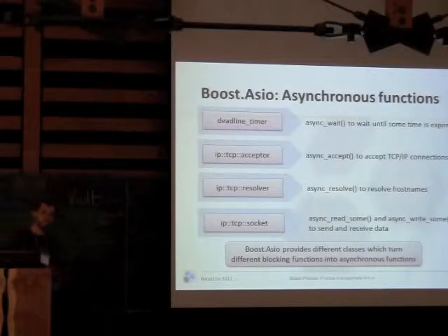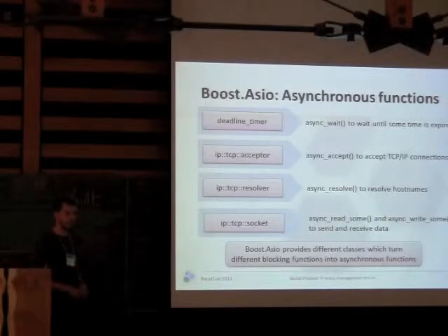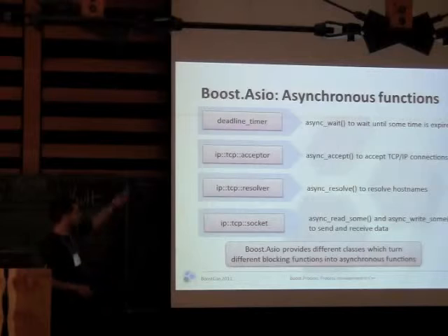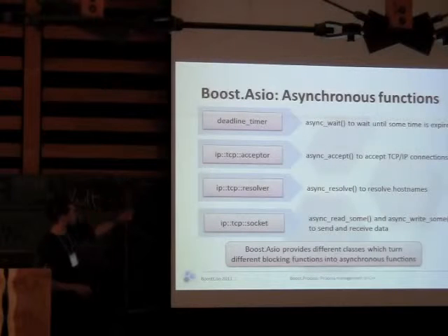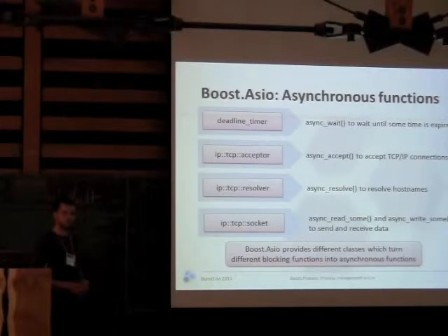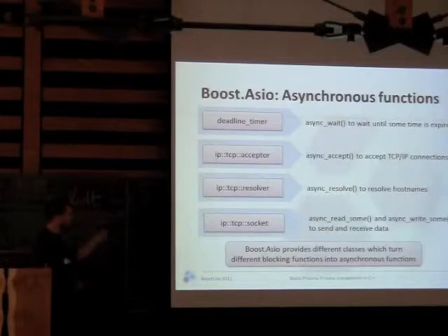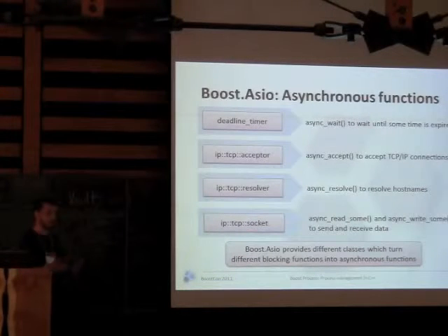Fortunately, there is not only deadline timer in Boost ASIO, there are a couple of more classes. You can find them all in the reference, in the documentation of Boost ASIO. Here are just some more examples. The deadline timer you just have seen. I use the deadline timer a lot in this presentation because it's a very simple class. We have something like IP TCP acceptor, which provides another function called async accept to wait for incoming TCP IP connections. IP TCP resolver to resolve host names asynchronously, IP TCP socket to read and write data asynchronously.